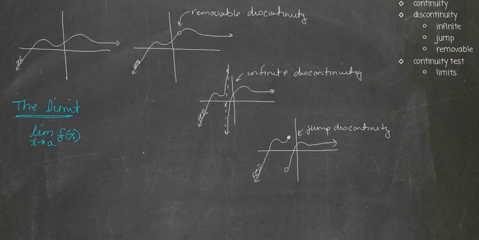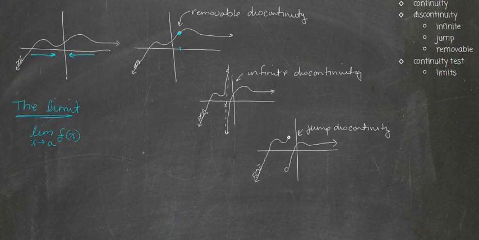Well, let's look at the removable discontinuity. We know that there's a hole right here. There's a spot where the graph ceases to exist, and then on the other side of that hole it picks right back up again. So what we're looking at is, as input values approach some point on the x-axis, from the left and from the right, we want to know what happens at that very point. Does that make sense?